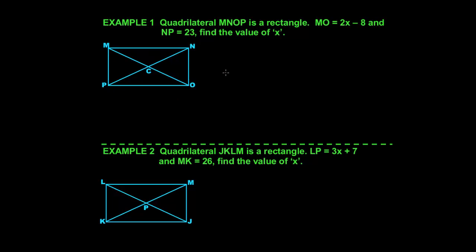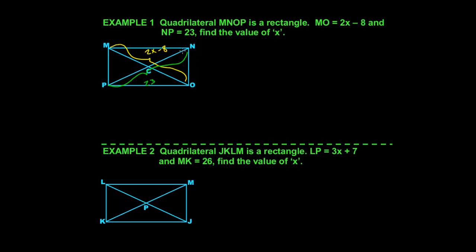MNOP is a rectangle. It tells us MO, this entire thing here, is 2x minus 8. And NP, which is, let's go ahead and grab green, is 23. It asks us to find the value of x.